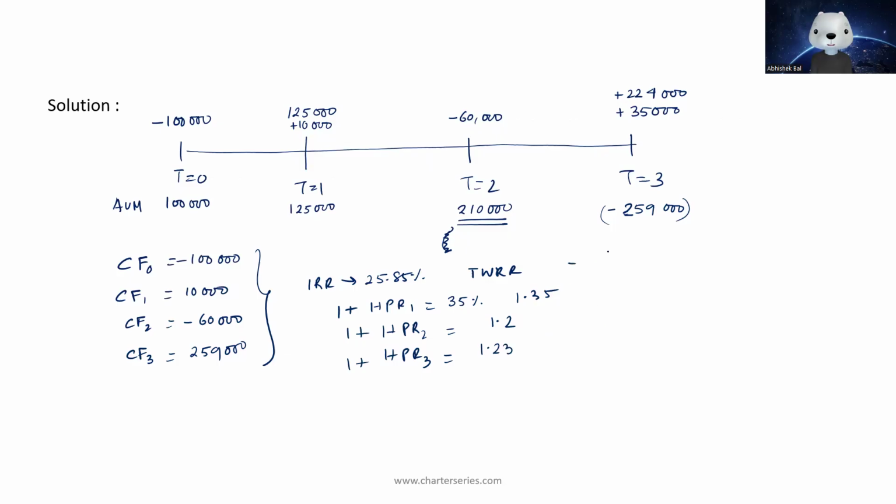If you have to find out the TWRR for 3 years, we have to take the 1/3 root, and under the hood, we'll have to multiply all the values that we have got. That is 1.35 into 1.2 into 1.23, and suitably deduct the 1 from here. And if you do so, you're again going to end up with a value of 25.8%. So in this particular case, the TWRR and the MWRR are exactly coinciding.